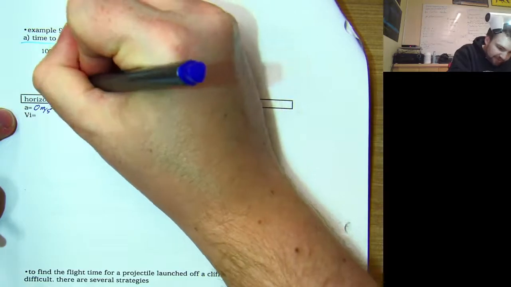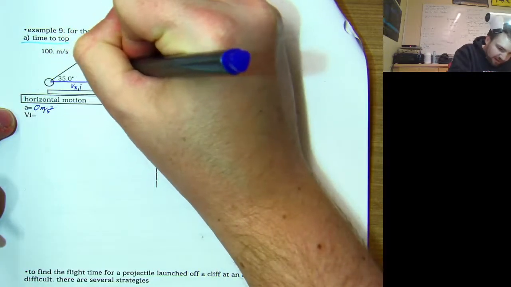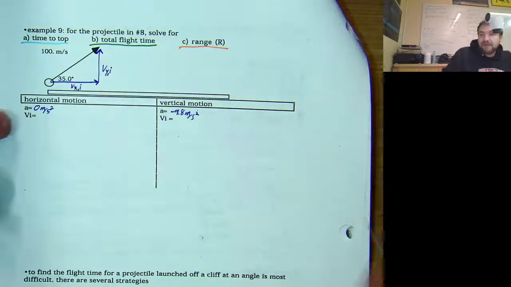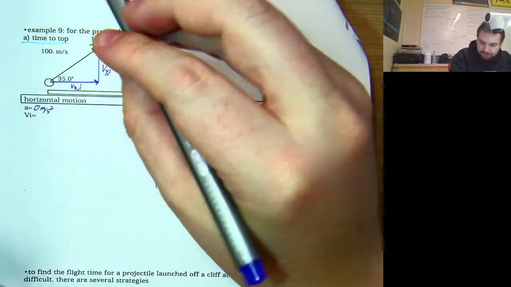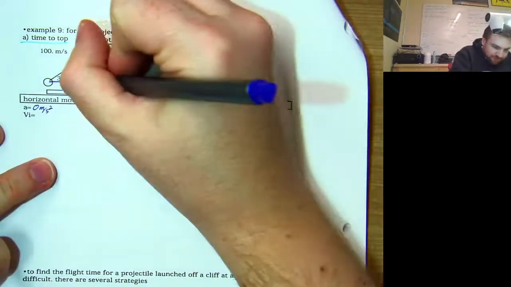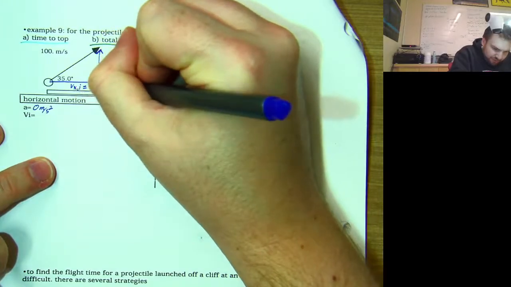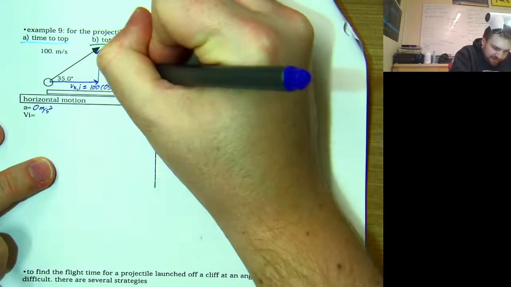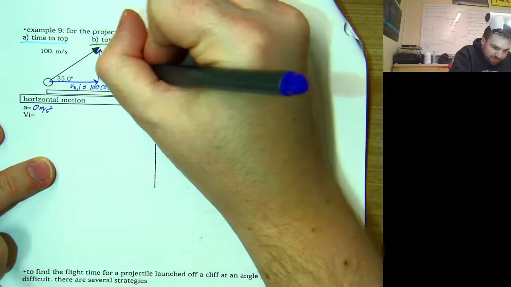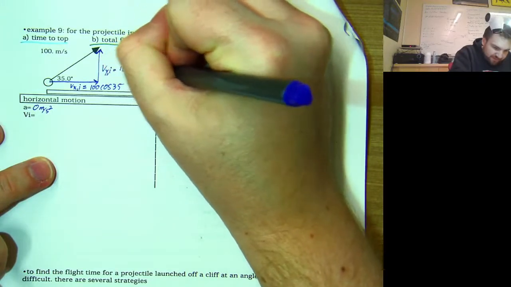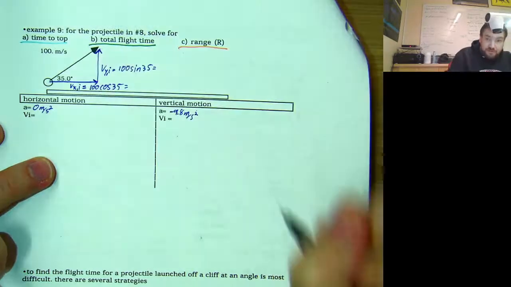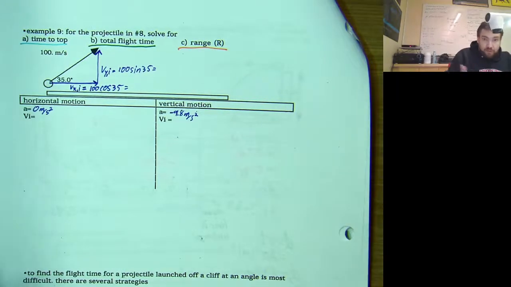So here I'm going to have a Vx initial and a Vy initial, using subscripts to represent those. Vx initial is going to equal 100 cos 35, and Vy initial is going to equal 100 sine 35. If you're not sure why that is, we need to do some trig review. Either come see me, or you can do some trig review on your own.